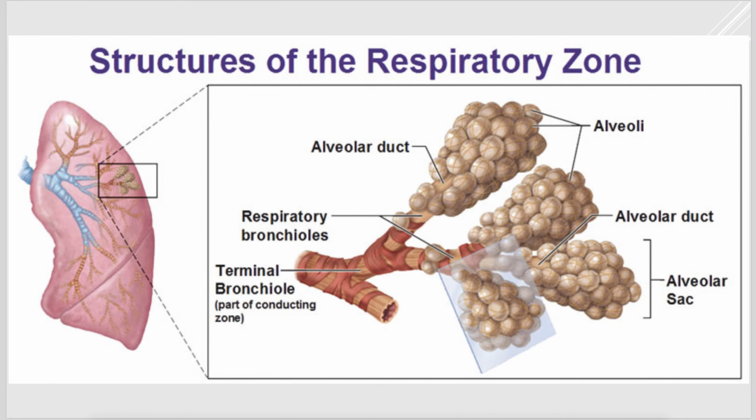So again, if we look at this, here are the respiratory bronchioles. This is called a terminal bronchiole. This is a respiratory bronchiole, alveolar ducts in here, and these are alveoli, okay? The whole cluster of alveoli are known as alveolar sacs.